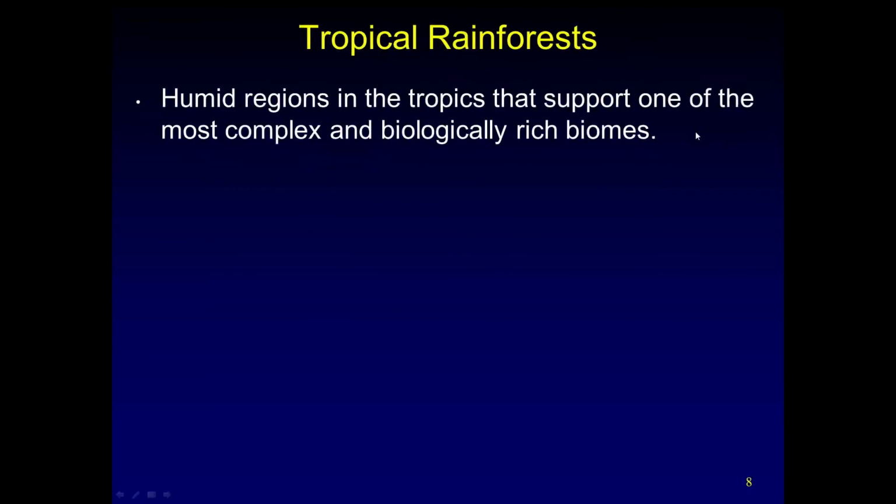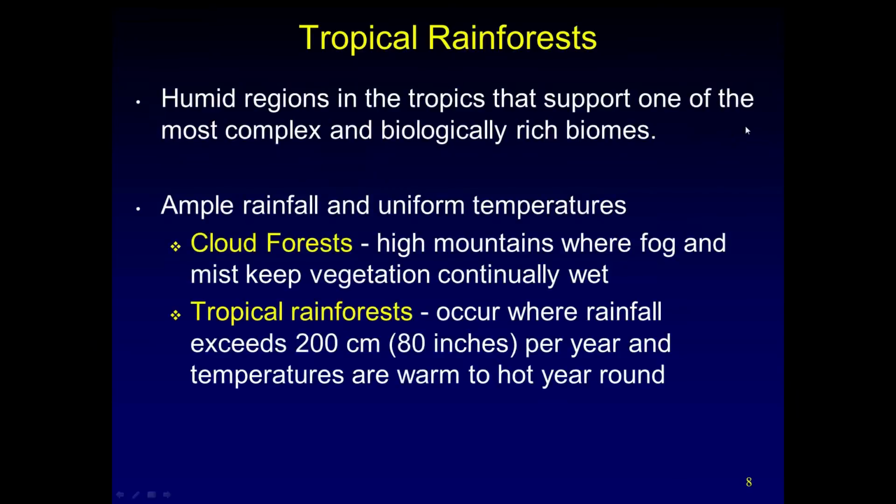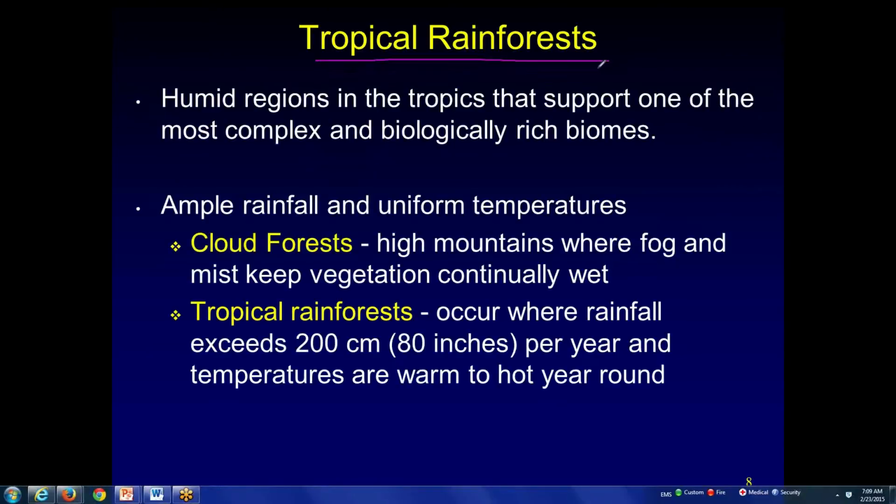Let's go ahead and begin to look at some of our various biomes, starting with the tropical rainforests. So tropical rainforests are very humid regions in the tropics that support one of the most complex and biologically rich biomes. So this is a biome that's characterized by very high temperature and very high precipitation, very humid, typically found between the Tropic of Cancer and the Tropic of Capricorn, as we looked at on that map. And it's extremely biologically rich. You will find very high biodiversity here in tropical rainforest, unmatched by any other biome in the world.